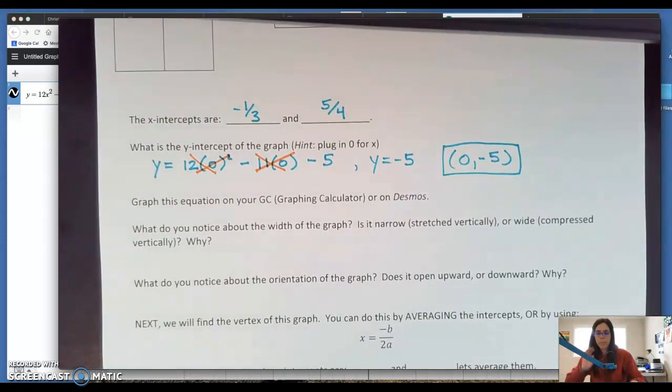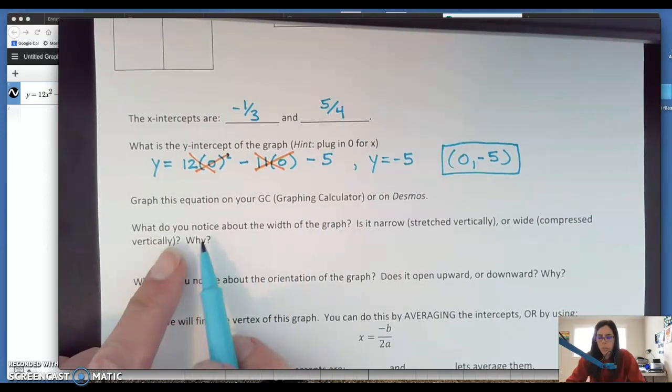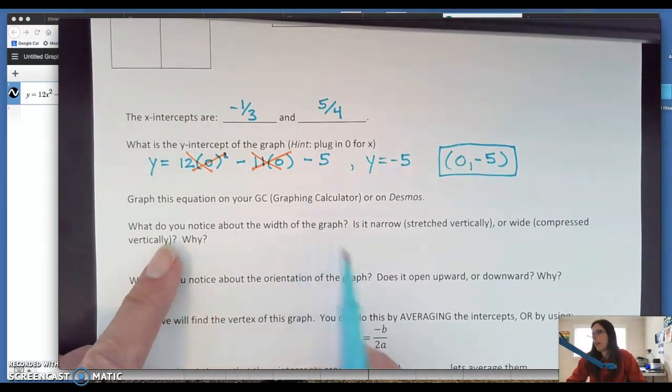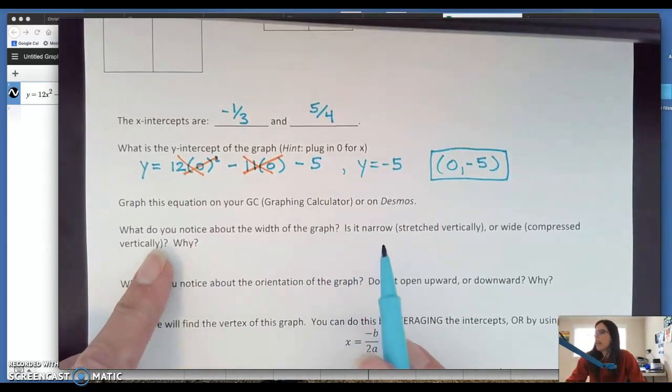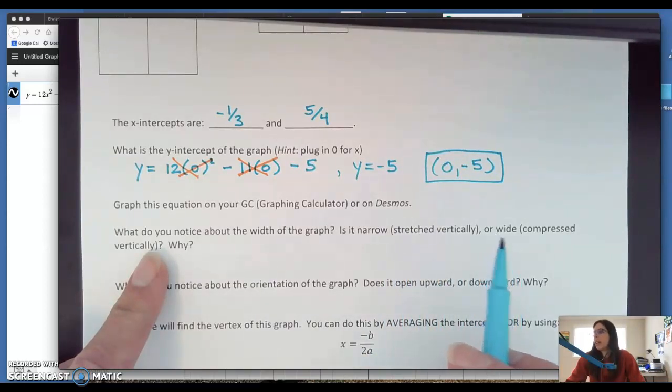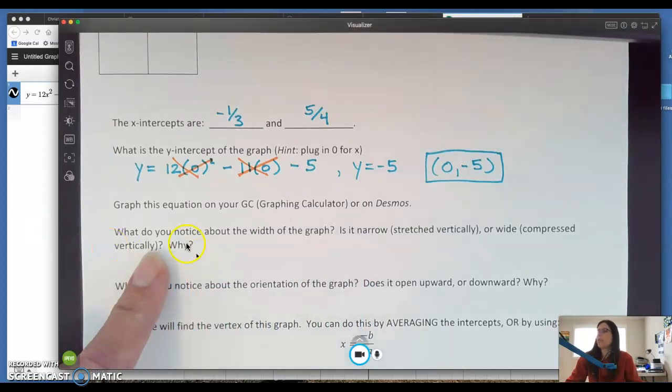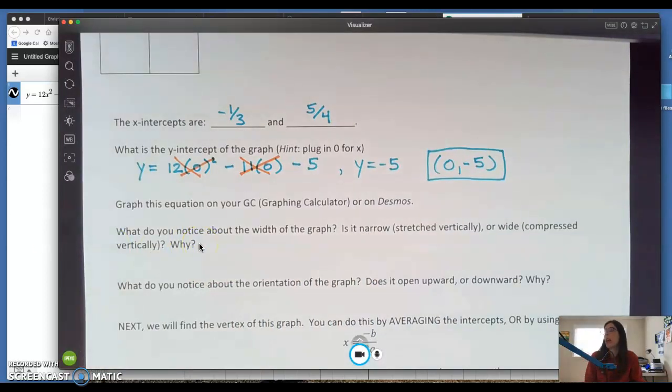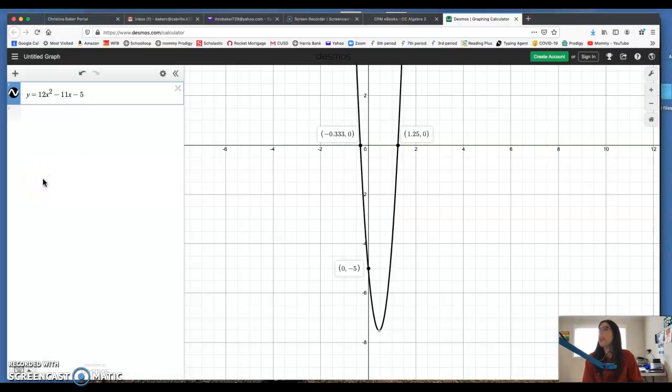Okay, so we already graphed it. It says, what do you notice about the width of the graph? Is it narrow? So the technical term for that is stretched vertically. Or wide? Is it compressed vertically? So it's going to be either one of those and then y. So you can actually figure out the answer to this question without even looking at the graph, but since I already have it, let's go back to it.